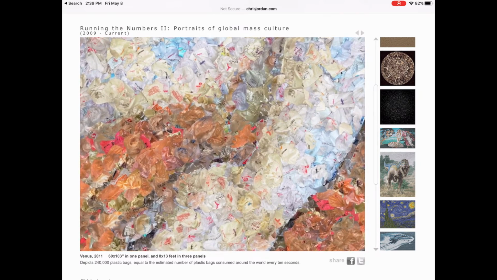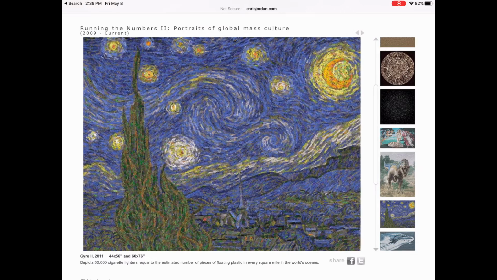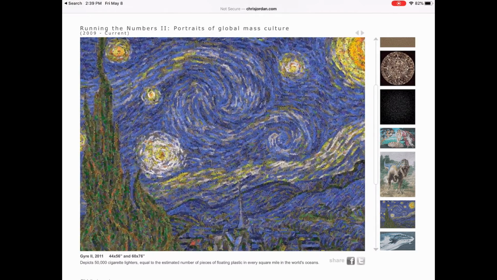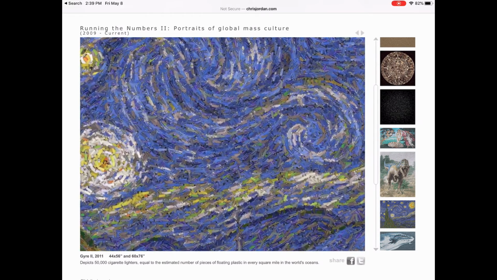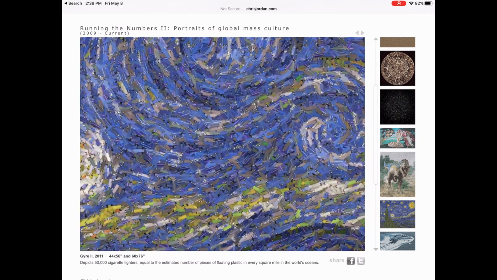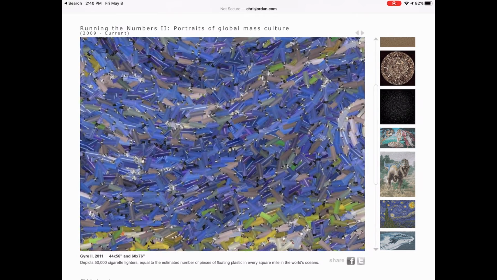This piece you are probably familiar with, the original by Vincent van Gogh, The Starry Night, and this one depicts 50,000 cigarette lighters, equal to the estimated number of pieces of floating plastic in every square mile in the world's oceans. And there's so many more on his website, and so I would encourage you to look him up.